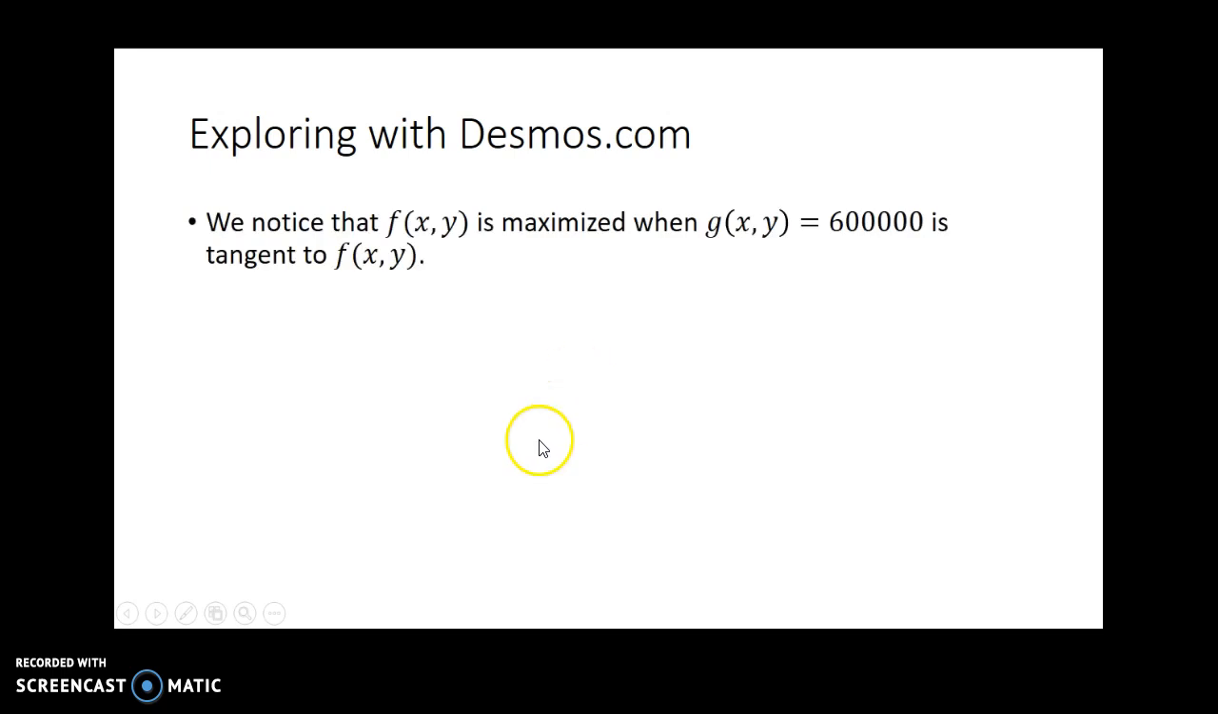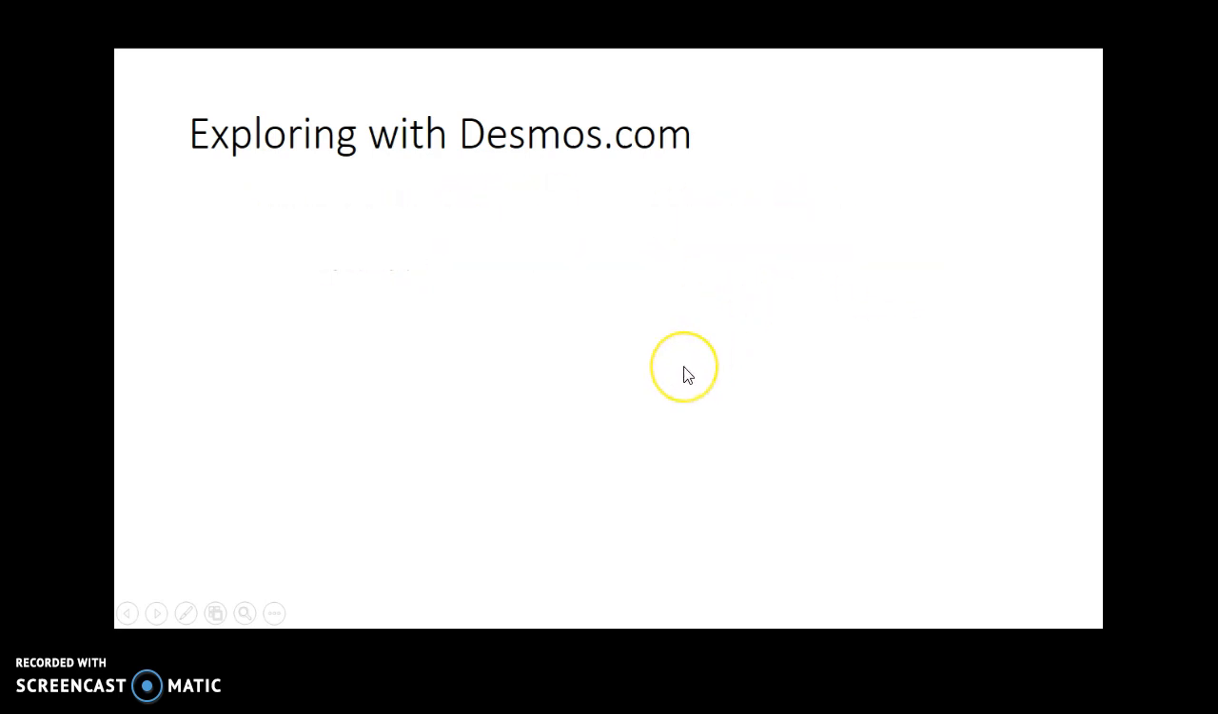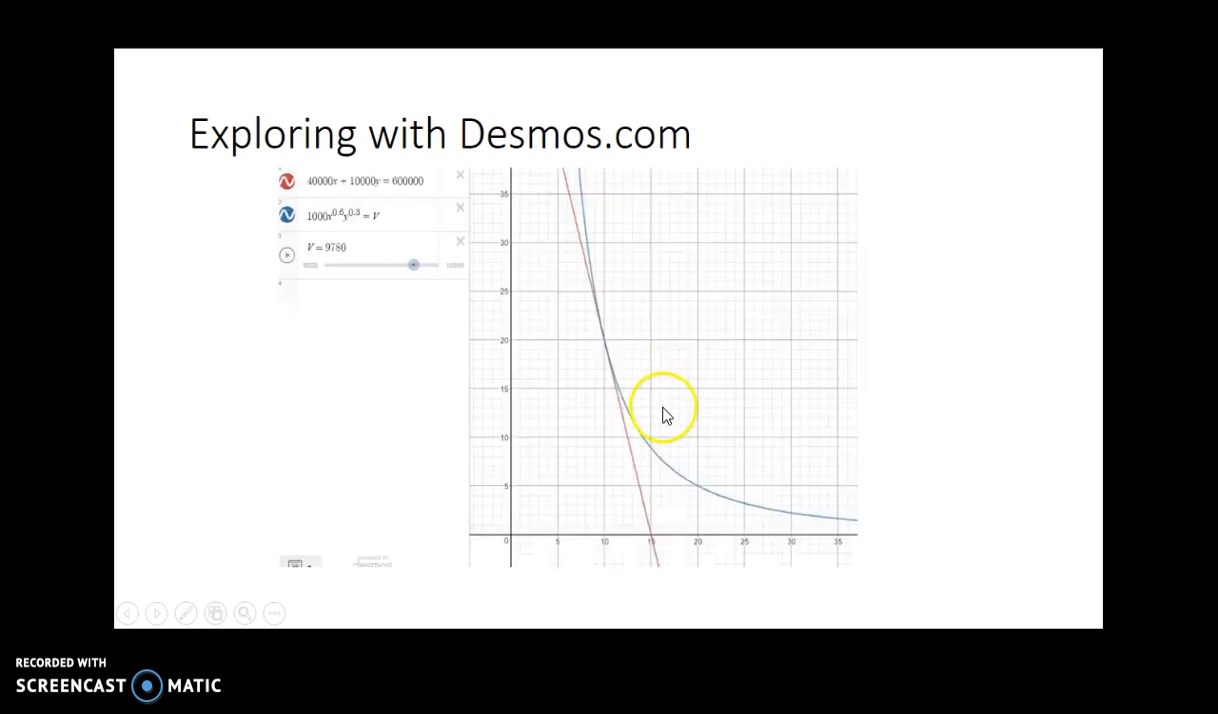Okay, a couple things that we need to notice is that f of xy is maximized when g of xy equals 600,000. So g of xy is our function 40,000x plus 10,000y, and it was set equal to a budget of $600,000. That happens when g of xy is tangent to that function. If I back up here, we can see that my g of xy function, this red function, is exactly tangent to the blue curve, and that appeared to be the case where our function was maximized. Well, we're going to go with that. That's just some of the intuition behind it.